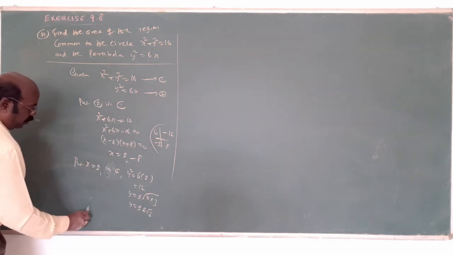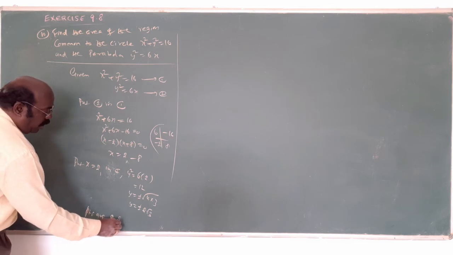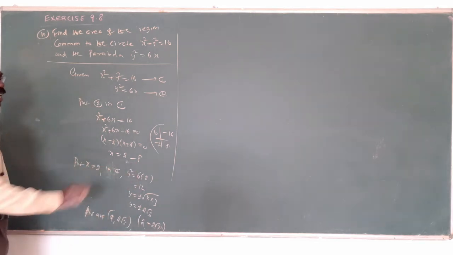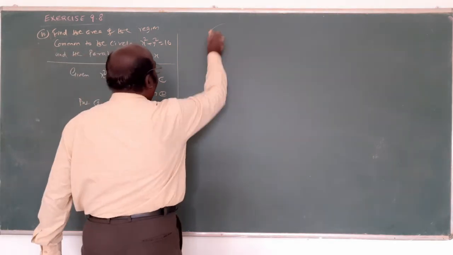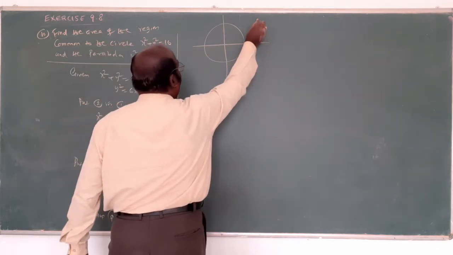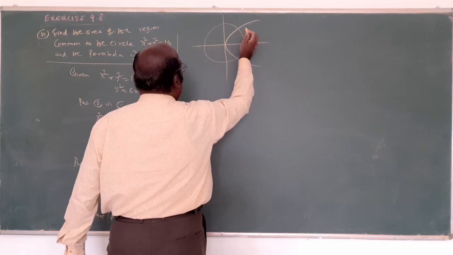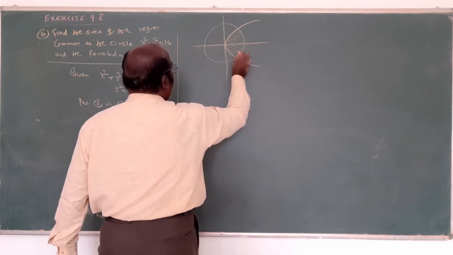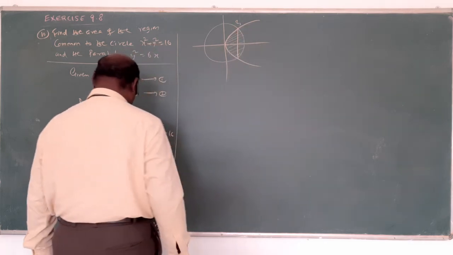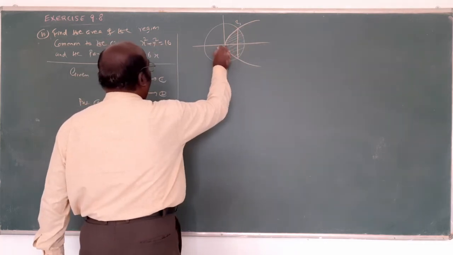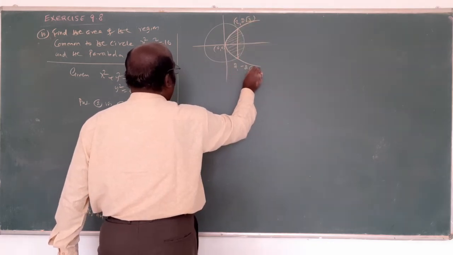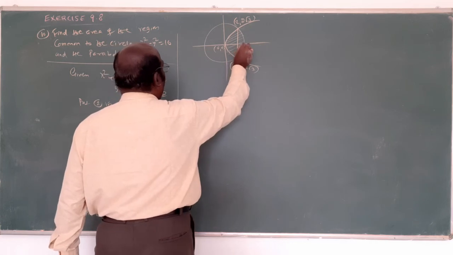Am I right? Therefore, the points are (2, 2 root 3) and (2, minus 2 root 3). The minus x value is not possible. Okay? Now draw the diagram. This circle, x axis, y axis, this is a parabola. Only this area is asked. Here x is 2. Here (0, 0). Here (2, 2 root 3) and here (2, minus 2 root 3). Am I right? Here also x is 2.